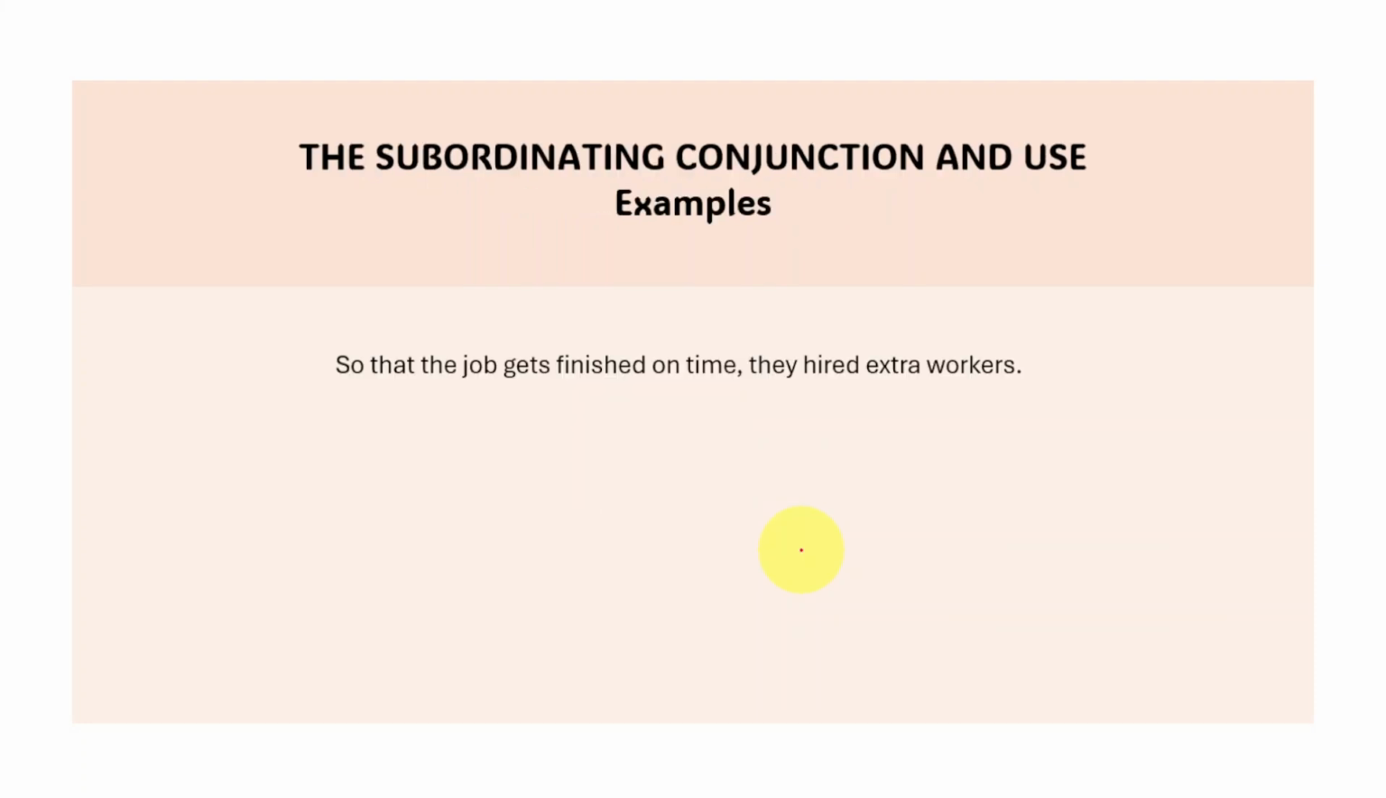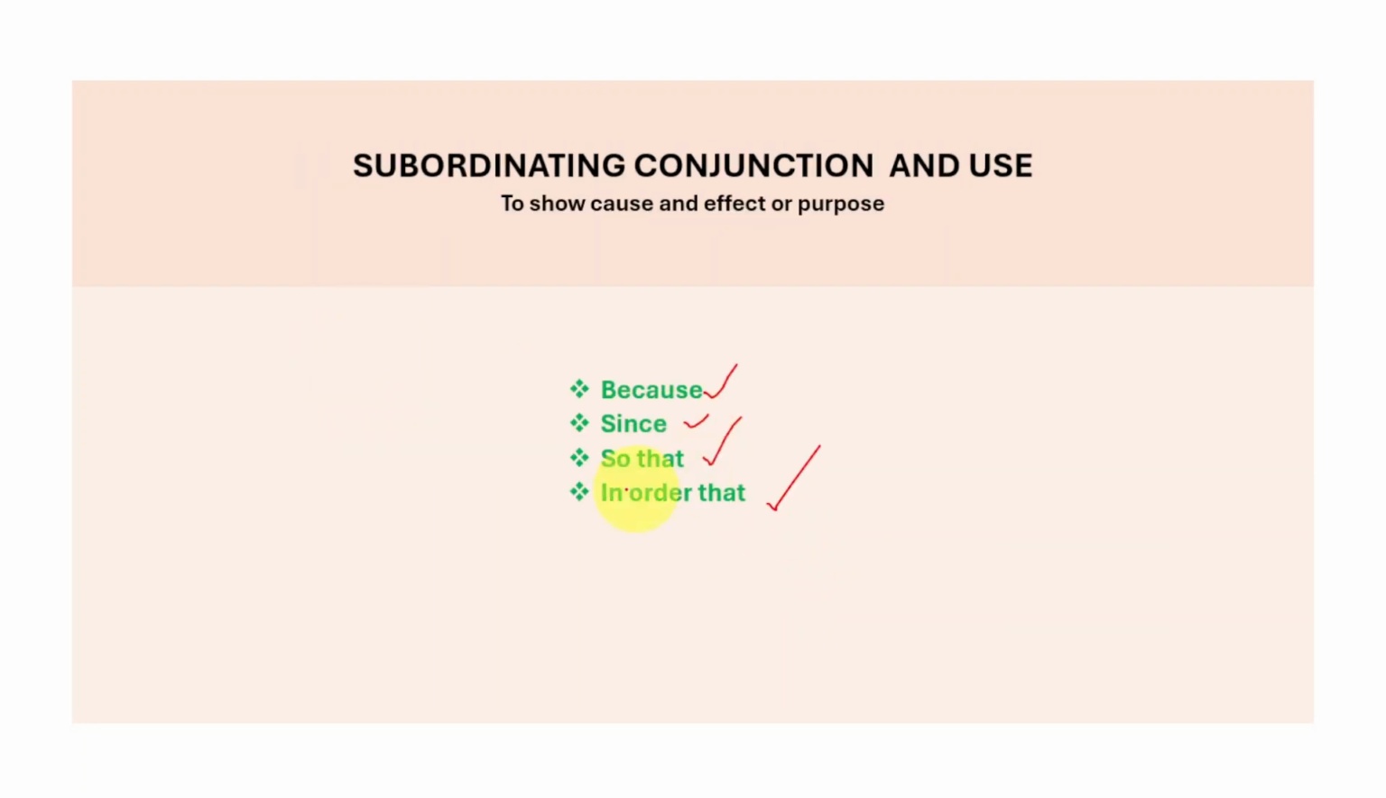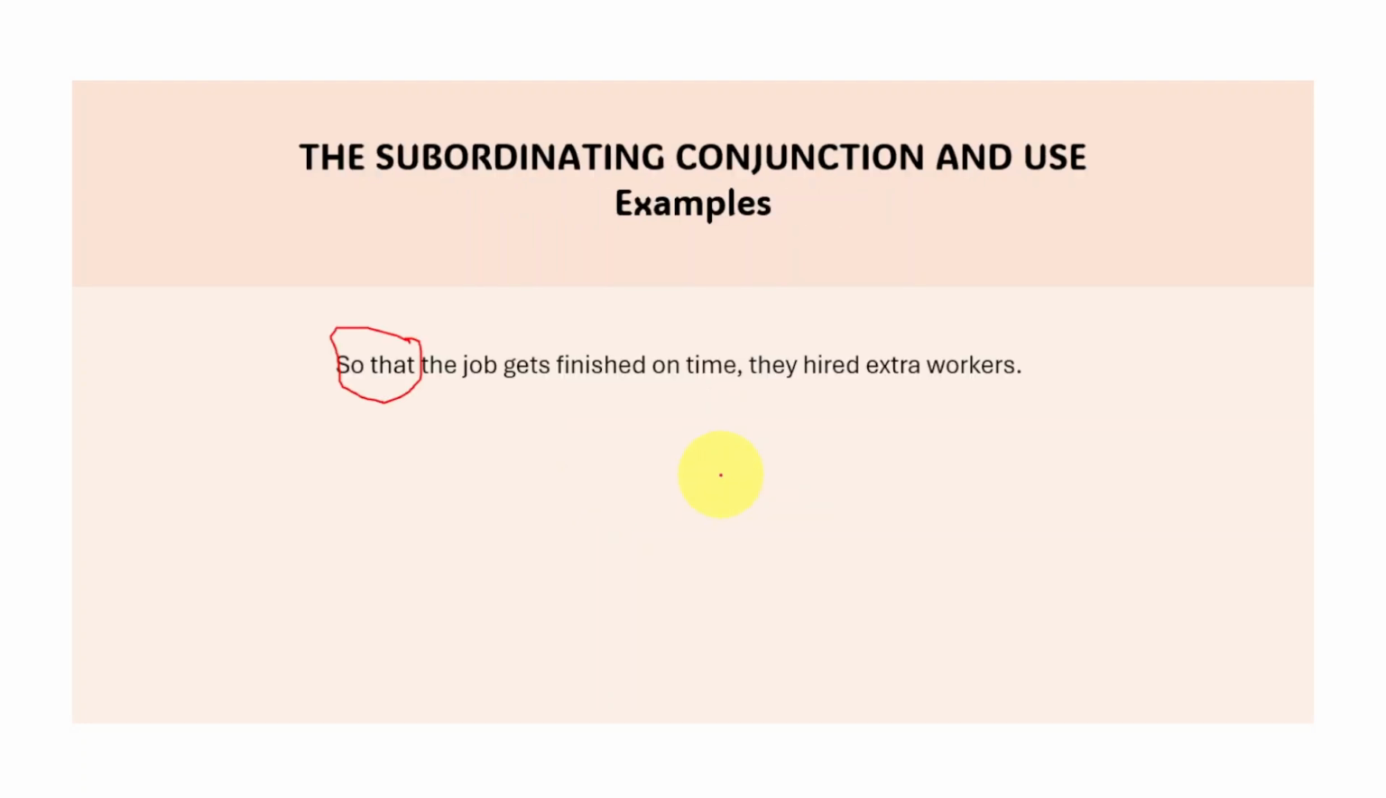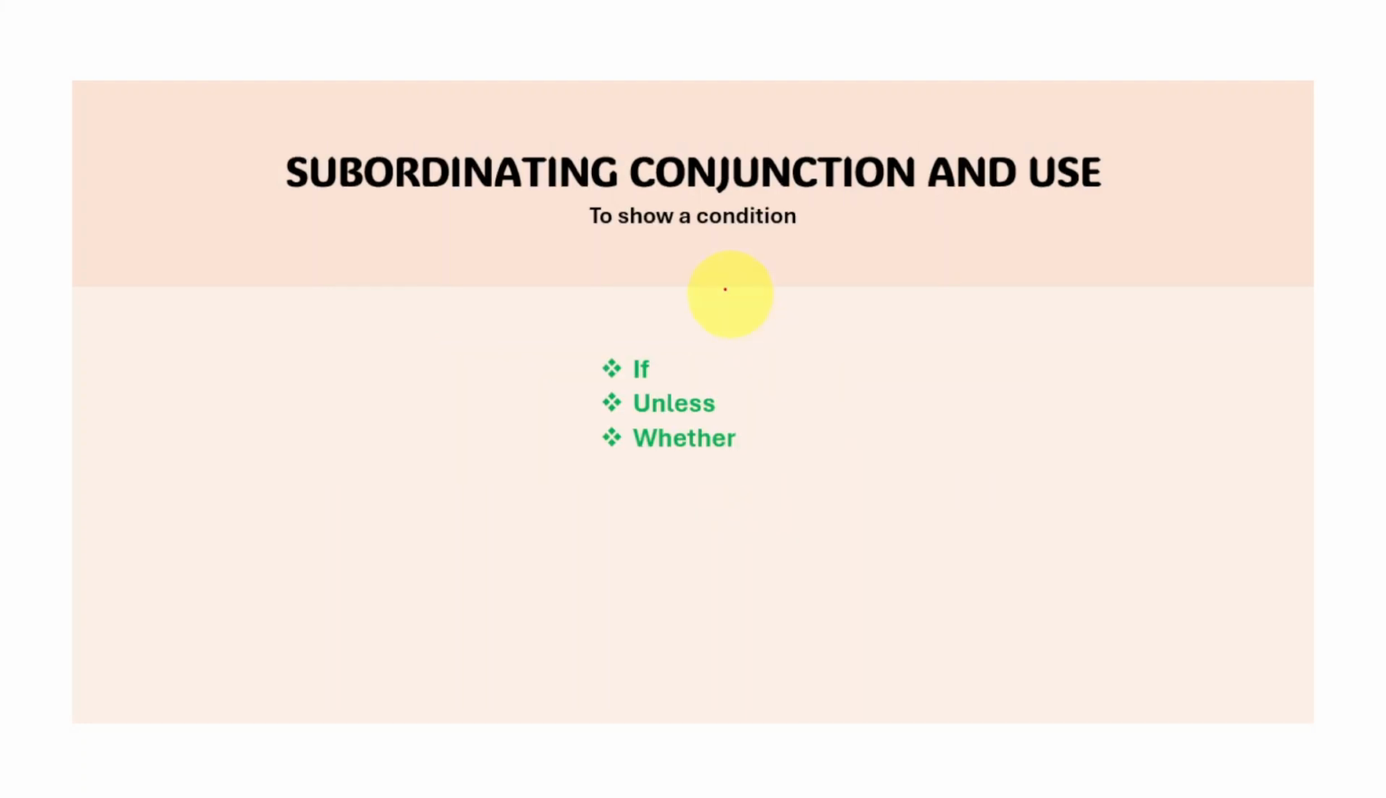So that the job gets finished on time, they hire extra workers. Now, to show condition: if, unless, whether.